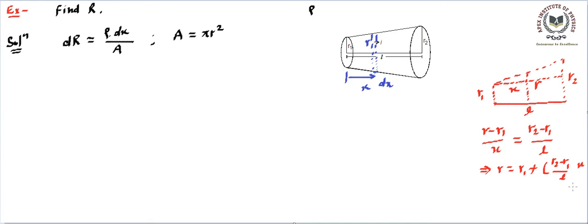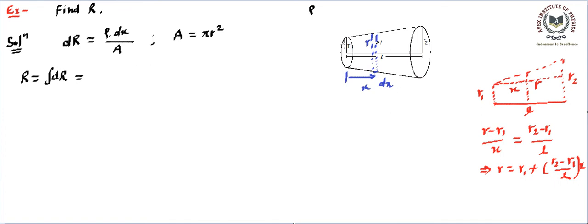Are you getting what I'm doing? If you're getting it, it's done. So this is (R2 minus R1) divided by L into x. Now this expression gives the value of r for any x. If you choose x equal to 0, your answer will be R1. If you choose x equal to L, your answer will be R2. You choose any value of x, you will get the value of r at that location. So this is the value of small r we are going to put over here, and we are going to square it, then integrate it. We are going to say that net resistance is equal to the integration of these dR elements.